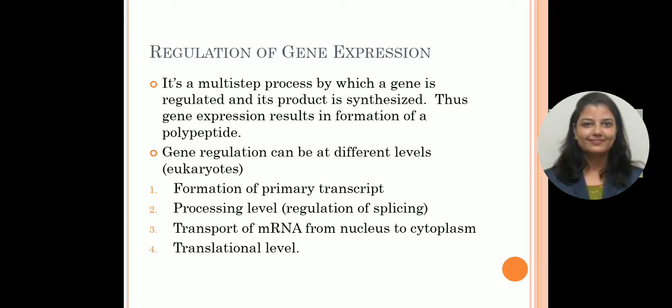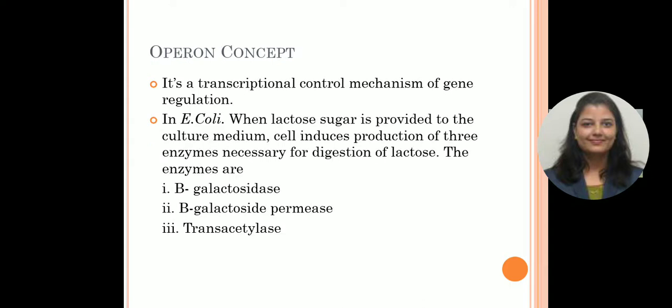One is the formation of the primary transcript, two is the processing level, three is the transport of mRNA from the nucleus to the cytoplasm, and four is the translational level. The next is the operon concept. It is a transcription control mechanism of gene regulation.